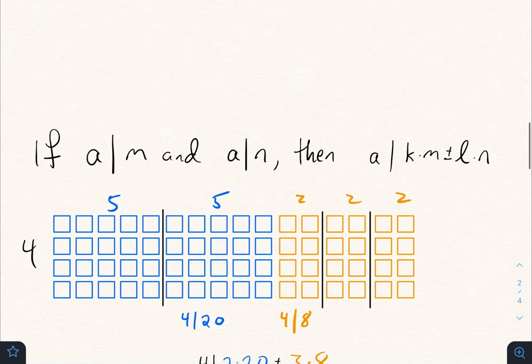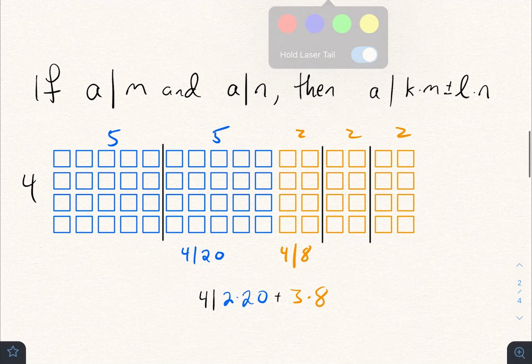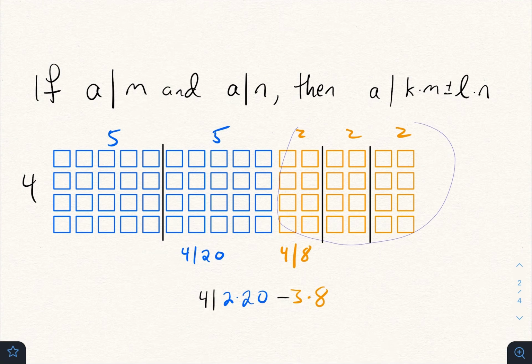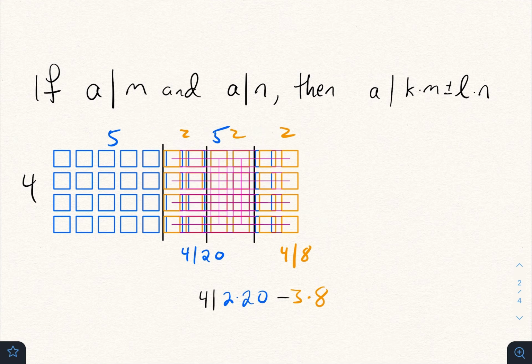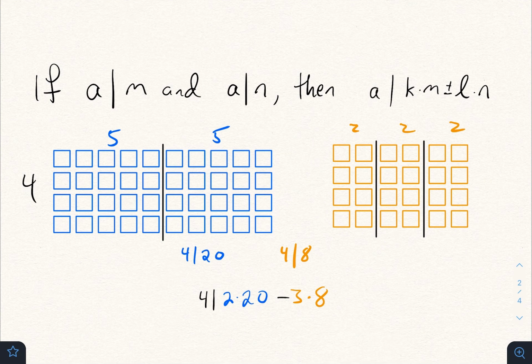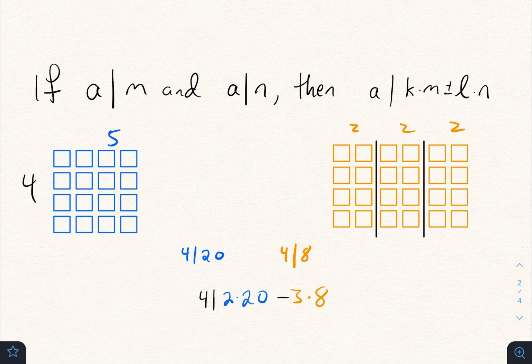Okay. And so you could do the same sort of thing over here. If you wanted to do 2 times 20 minus 3 times 8, you could have just taken away the 3 times 8 boxes. So take away this many. Well, it's not overlapping nicely, but take away six of those columns, which would be this many. And then you're still going to be left with 4 rows of some number of boxes.